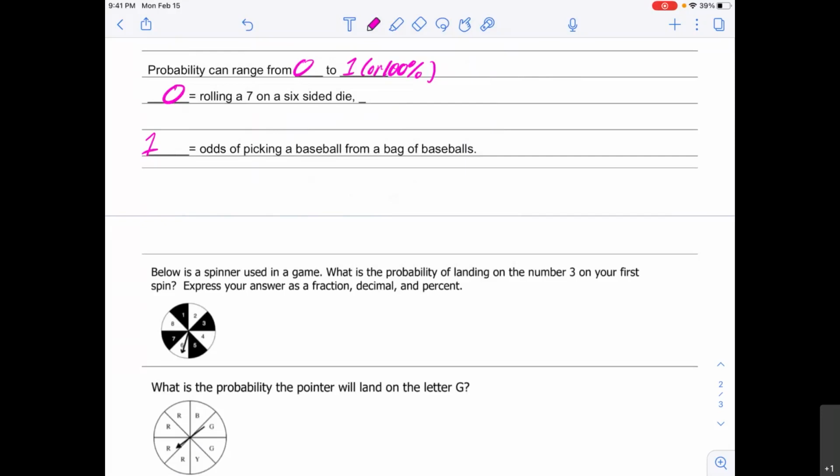The odds that if you have a bag of baseballs and you grab one out, it will be a baseball is 100%. It is certain. It is going to happen. Anything in between can be different. So odds of, for example, 0.5 or 50%, that's a 50-50 chance. It could happen, it could not. It's even either way.